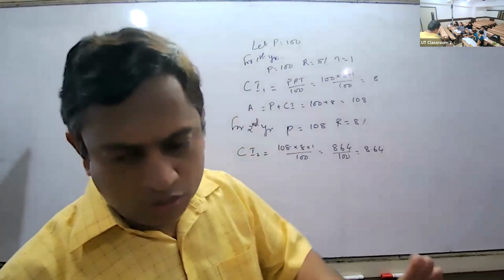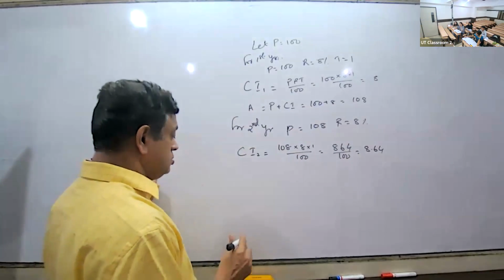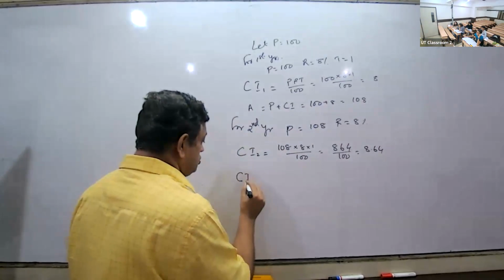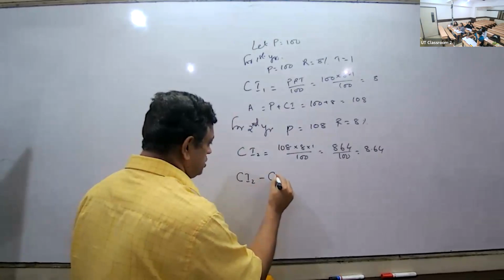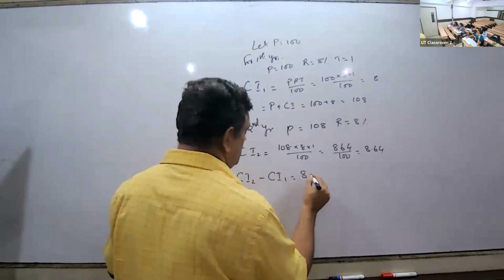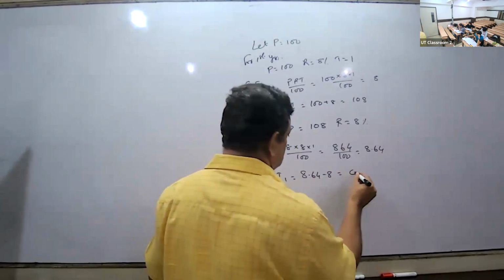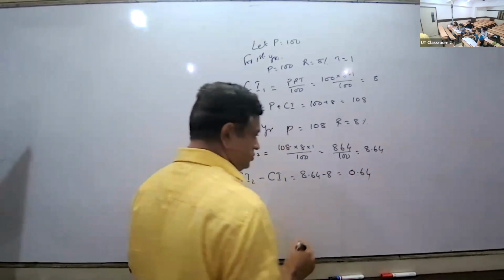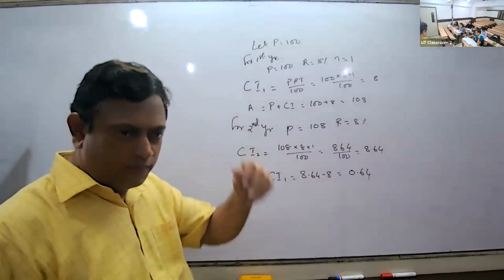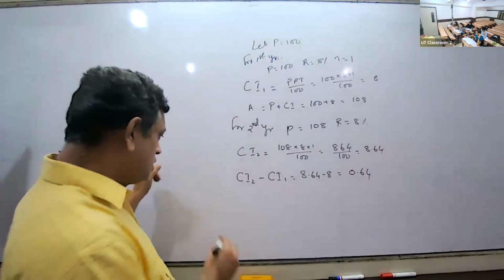Now we need to do further. CI2 minus CI1 is equal to how much? 8.64 minus 8, which is equal to 0.64. Okay. Now, there is a difference.